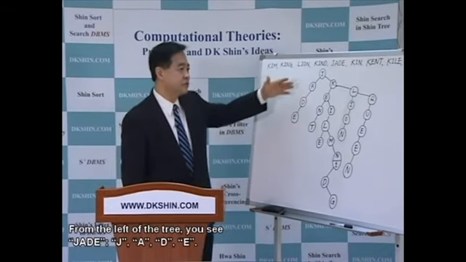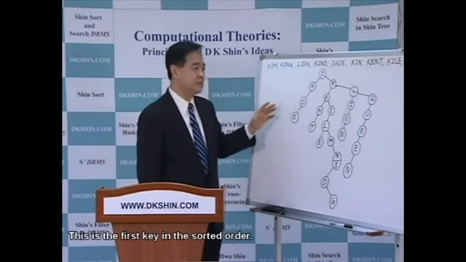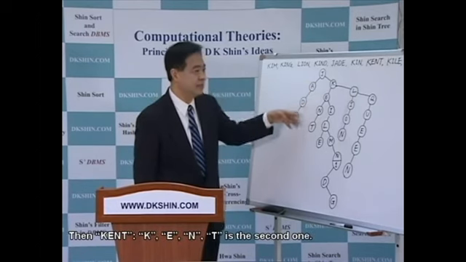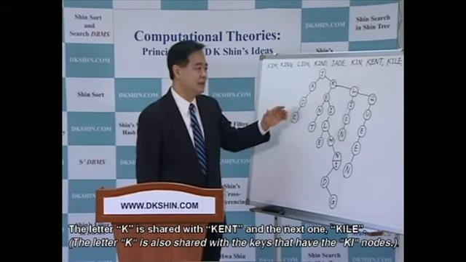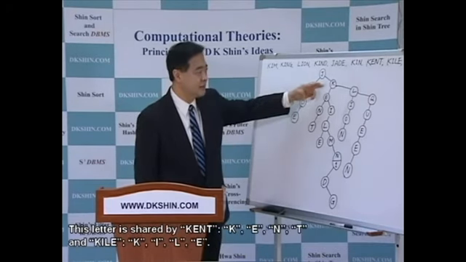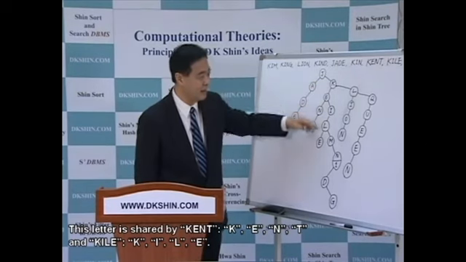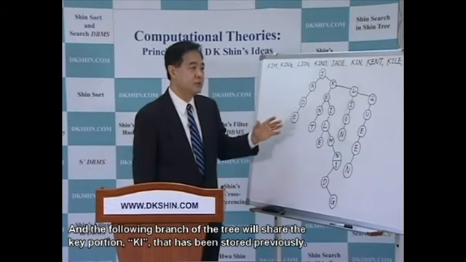From the left of the tree, you see Jade, J-A-D-E. This is the first key in the sorted order. Then Kent, K-E-N-T, is the second one. The letter K is shared with Kent, and the next one is Kyle. This letter is shared by Kent, K-E-N-T, and Kyle, K-I-L-E. And the following branch of the tree will share the key portion K-I that had been stored previously.